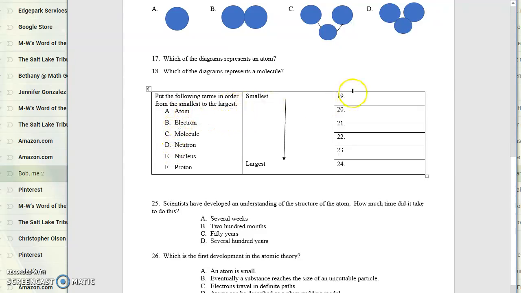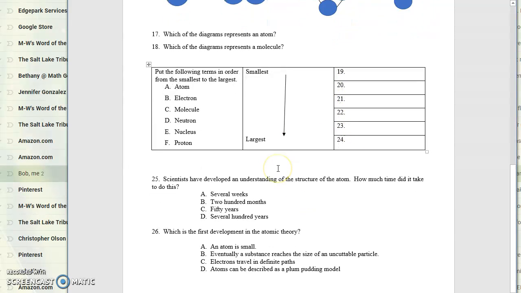Okay. 19, 20, 21, 22, 23, and 24. You're going to be putting these terms, A, atom, B, electron, C, molecule, D, neutron, E, nucleus, and F, proton. And put the following terms in order from smallest to largest. So it goes from smallest at 19 to the largest at 24. You're going to place these in the correct order, so you would put the corresponding number for each answer.